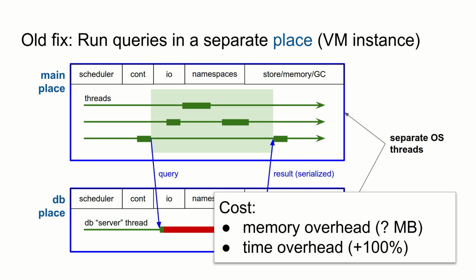And we have the time overhead, particularly because of this serialization step. Using the Racket database library test suite as a benchmark, the time overhead is about 100%. That is, the tests take twice as long to run compared to the original implementation where we just run the FFI call in the original thread and accept the loss of responsiveness. So this solves the problem, but it's a bit costly.